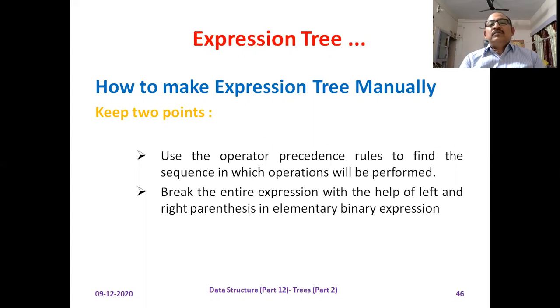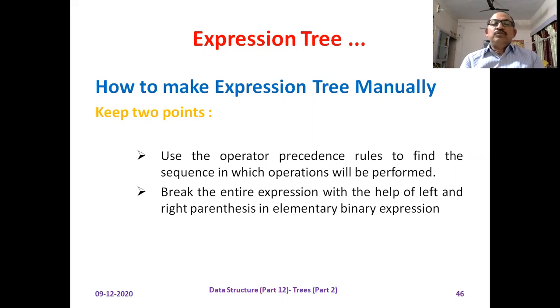How to make an expression tree manually? Suppose we want to make an expression tree from a given expression. So how will we make an expression tree? Keep two points in your mind. First, use the operator precedence rules to find the sequence in which operations will be performed in a given expression. Next, break the entire expression with the help of left and right parentheses into elementary binary expressions.